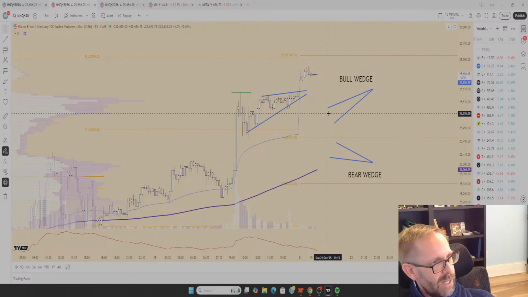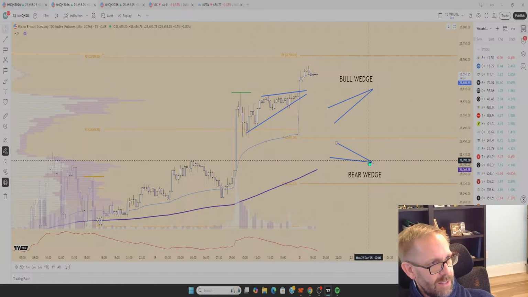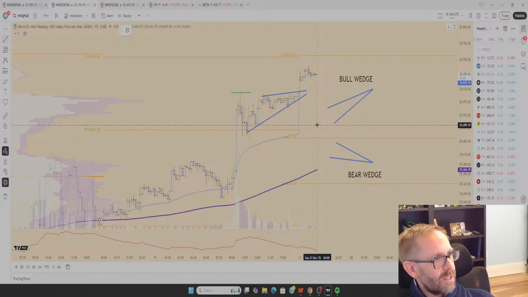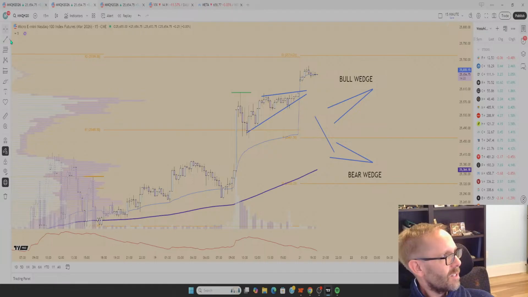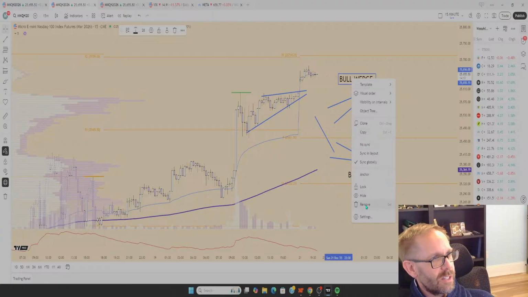When you see a bear wedge, say we had been in a bear trend and you had a shape like this, oftentimes that's a reversal pattern. So say price is coming into a bear wedge, that'll often reverse, go bullish. And vice versa for the bull wedge.